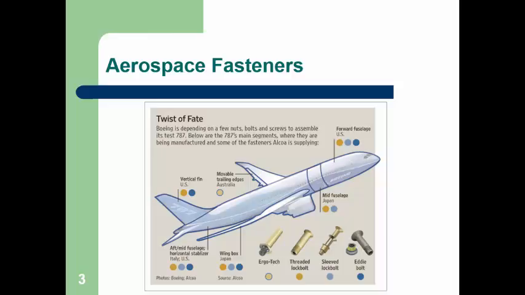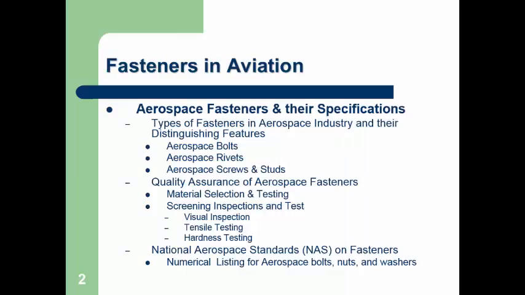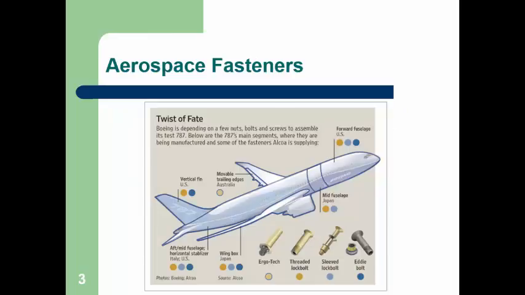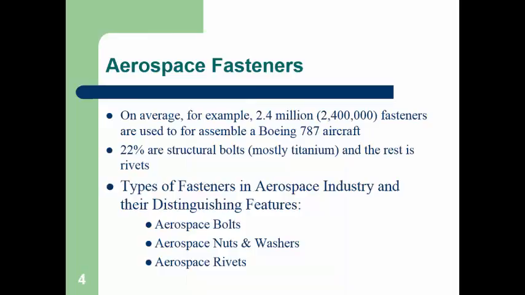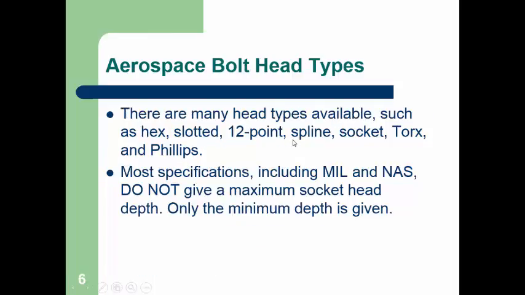It talks about some of the different types of fasteners, and this is always an attention getter. On average, there are 2.4 million fasteners used in a Boeing 787. That's a lot of bolts or rivets. So this first module talks about bolts and the specific types of bolts that are used in aerospace, including the specifications, MIL and NAS.